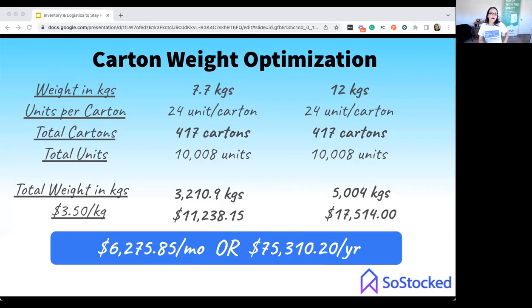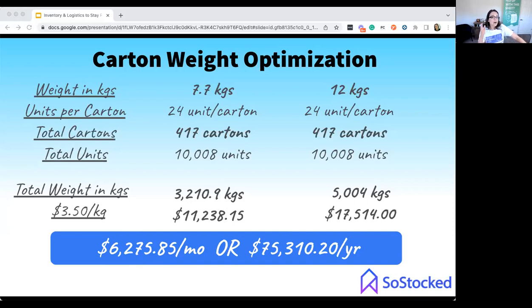So let's talk about carton weight optimization really quickly. Some freight forwarding companies have begun to charge a minimum weight for every package that they're shipping, non-container shipping, right? This is something that I noticed last year, and something that greatly impacted one of our shipments. We had to reconfigure things.